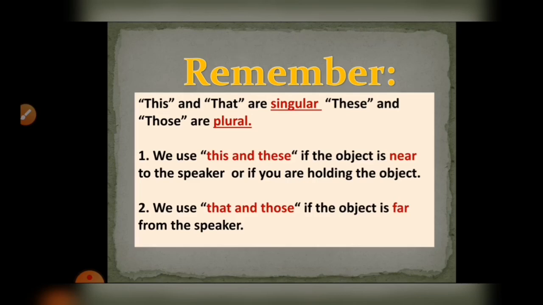Okay? So again, remember, this and that are singular. These and those are plural. We use is for singular and we use are for plural. If the thing is only one, we do not add s. But if the thing is more than one, then we use s.